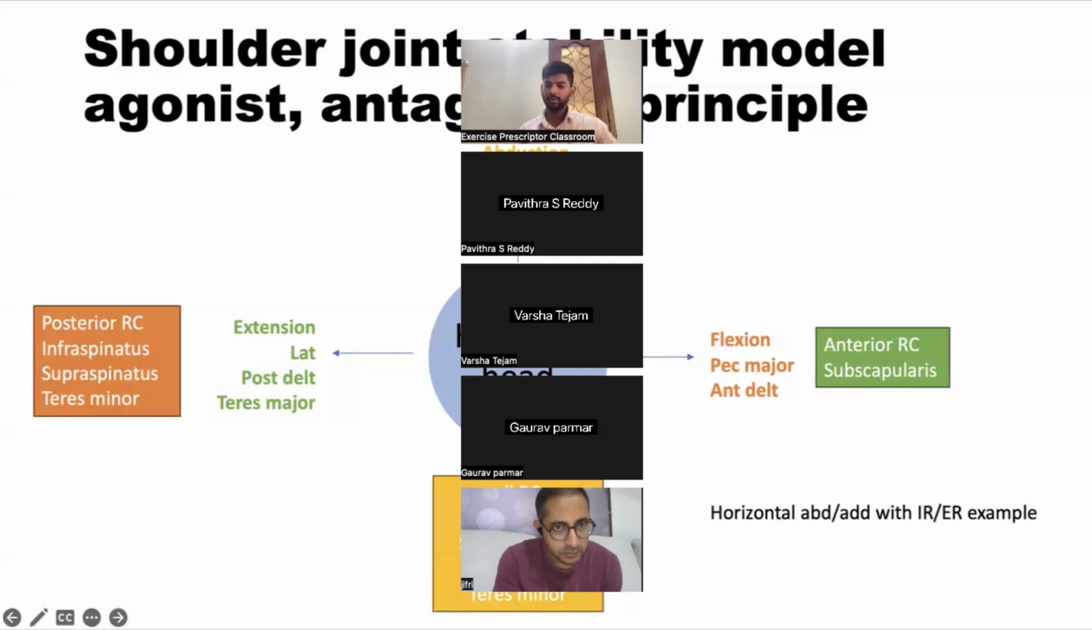Force couples I'll talk about separately. The upward rotator force couples, where the scapula, upper trapezius, lower trapezius, and serratus anterior come into play, will be discussed separately.